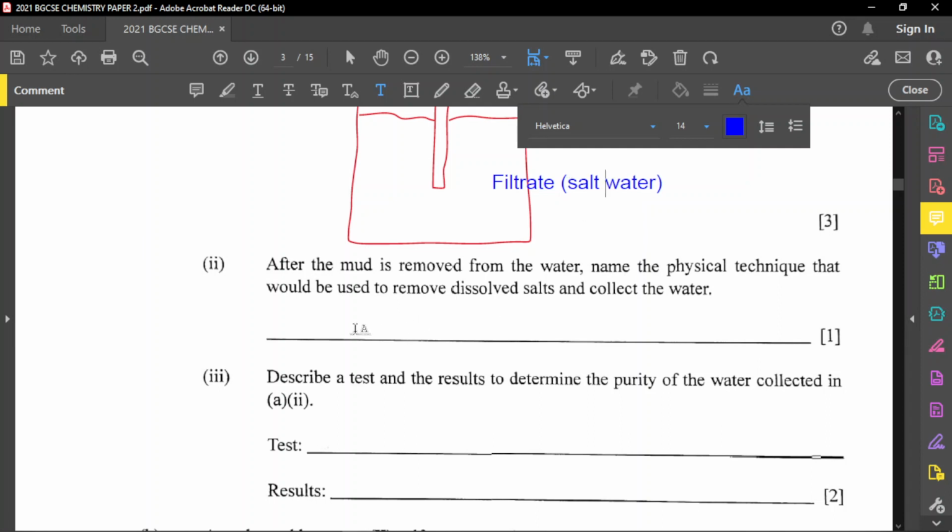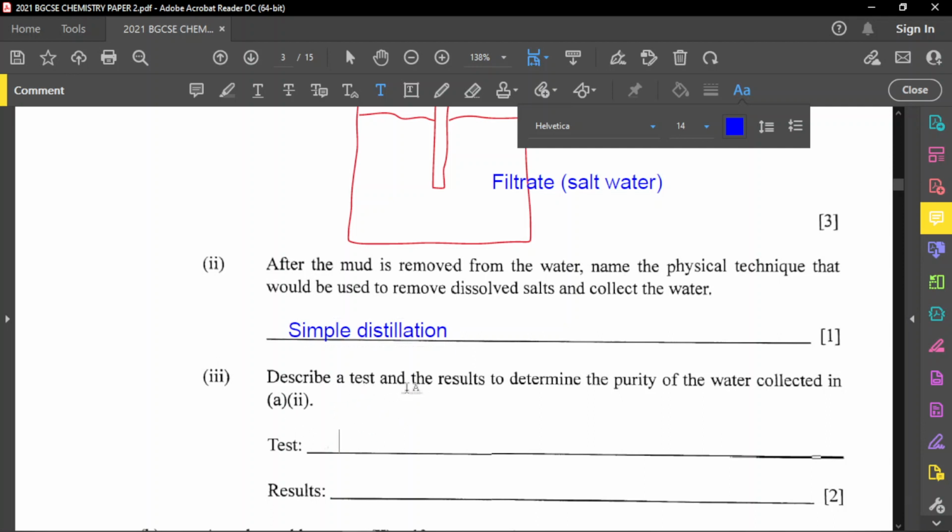So if you have salt water now, what technique can you use to collect the water? You can use a simple distillation process. So this will be a simple distillation, not fractional, but simple distillation. So simple distillation can be used to do that.